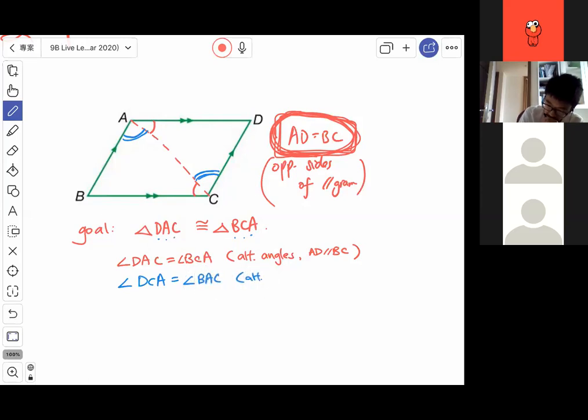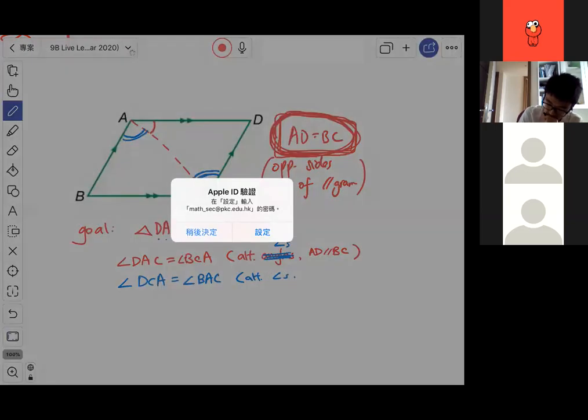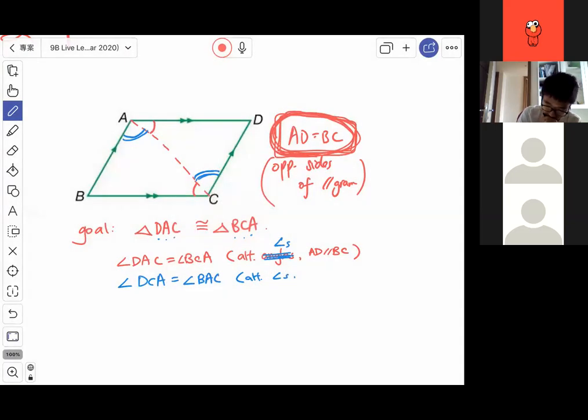So why did I write angles? I should write symbols just now. Alternate angles. This one is BA parallel to CD. Okay, and the last one is by Tiger. Tiger said that AC equals to AC, is it? Is it AC equals to AC?